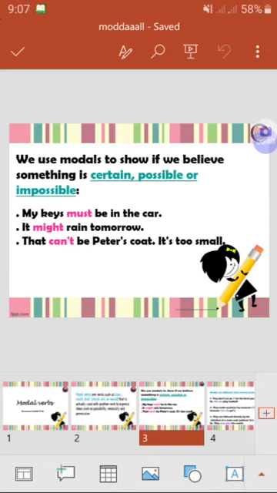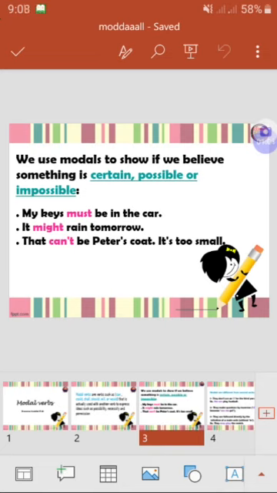Number 1, my keys must be in the car. So here the word must is the modal verb, and it shows here that I'm certain or sure that the keys are inside the car. Number 2, it might rain tomorrow. Here I use the modal verb might to show that I'm not sure about something. It's something that might happen. I'm not sure that it will rain.